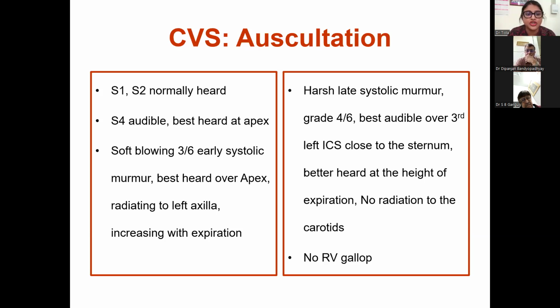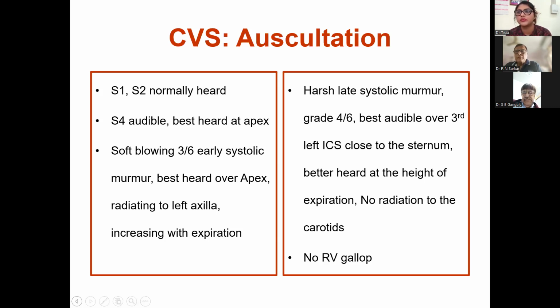Yes, sir. So there was the soft blowing, grade 3/6, early systolic murmur, best heard over the apex and radiating to left axilla, increasing with expiration. Okay, early systolic murmur. Yes, sir. There is also a late systolic murmur that is harsh, present over the left parasternal space. Okay. So from here we can actually come to a disease. What are the causes of early systolic murmur in mitral area and the late systolic murmur in the left third intercostal space, that is neo-aortic area we're talking about.